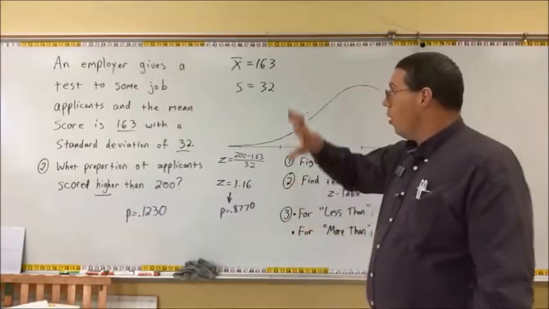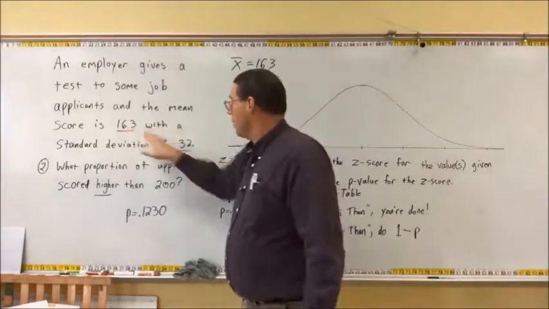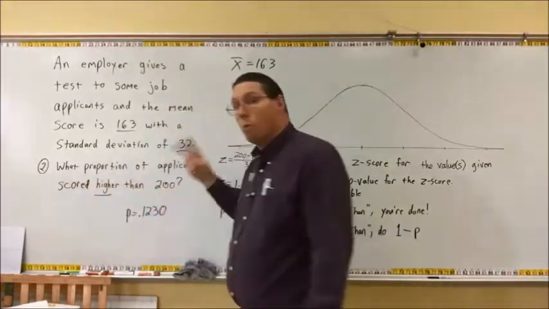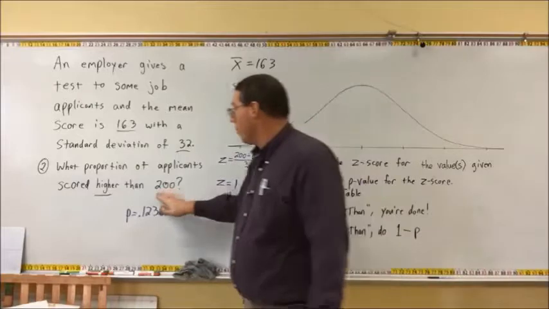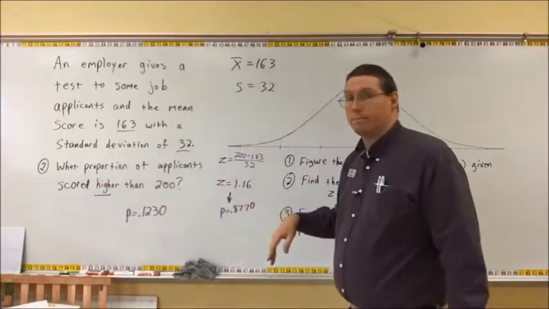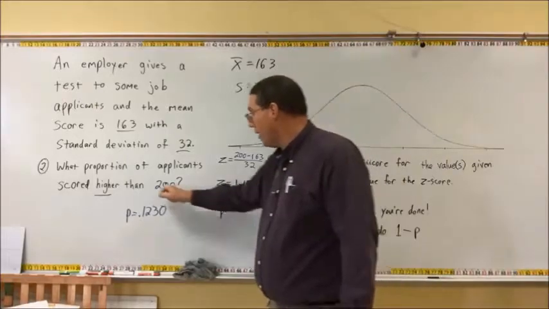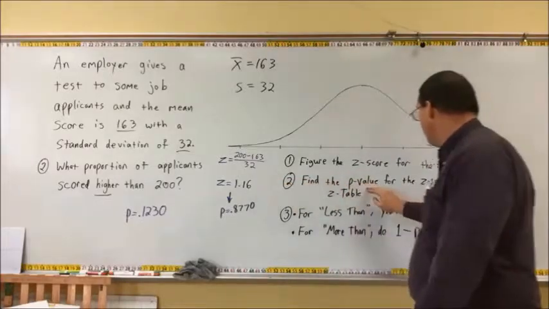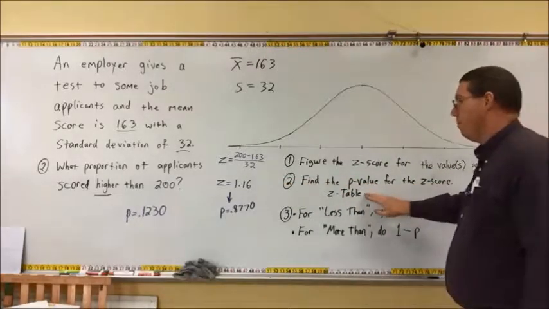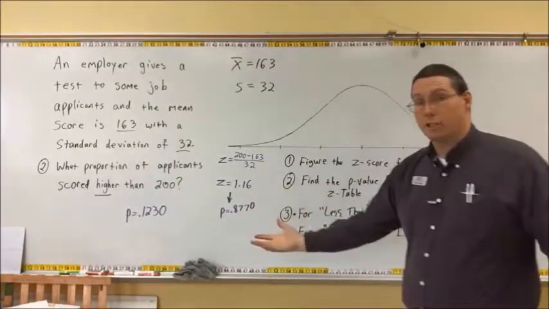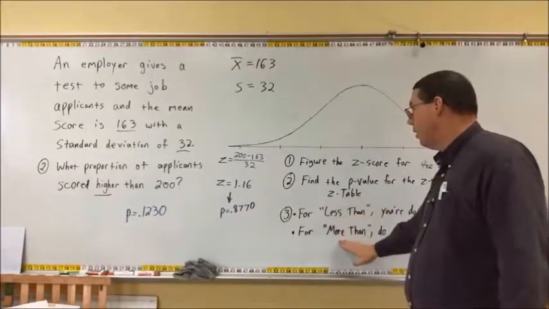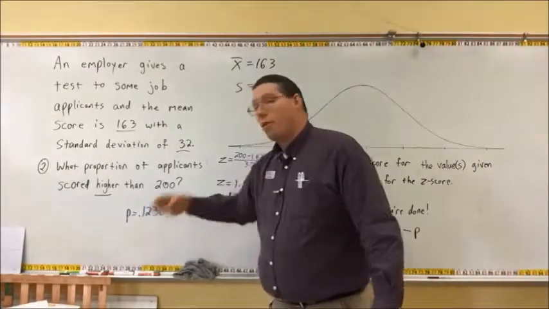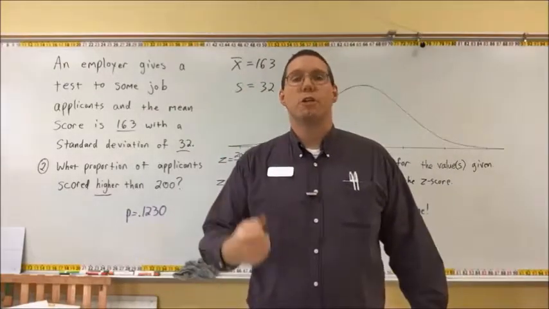Just to review, in all of these questions, you're going to be given a mean and a standard deviation. Then you're going to be asked a question where they give you a number or two numbers. If they give you one number, it's either a more than or a less than question. You take that number, find the z-score of that number, find the p-value that goes with that z-score in the z-table. If it's a less than question, that's your answer. If it's a more than question, you're going to take that p-value and subtract it from 1, and that's your answer. And the third kind of question is a between question, which I'll show you right now.